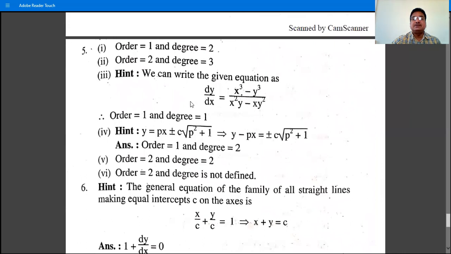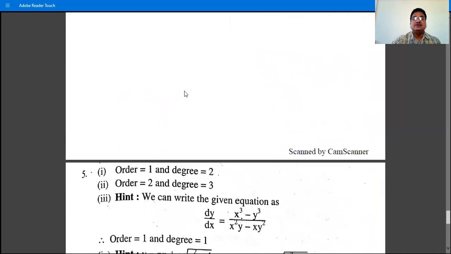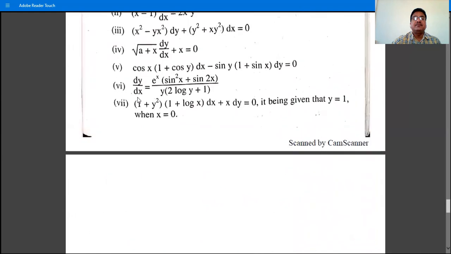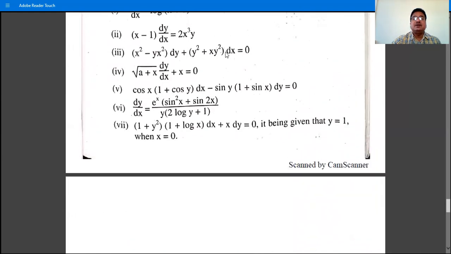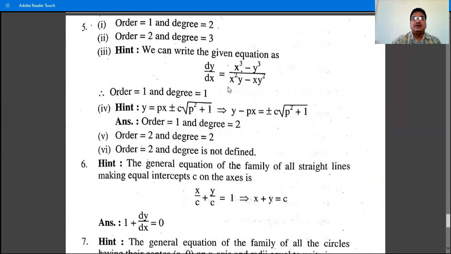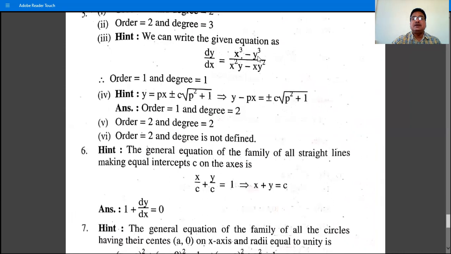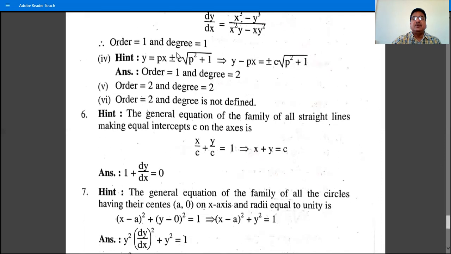So dy by dx is equal to this, and that is the simplification of this third example. The simplification is in the form dy by dx is equal to x cube minus y cube divided by this. So order is 1, degree is 1. Next, we have to shift this px to LHS and then square both sides. So (y minus px) whole square is equal to c square times (p square plus 1), and then find order and degree.